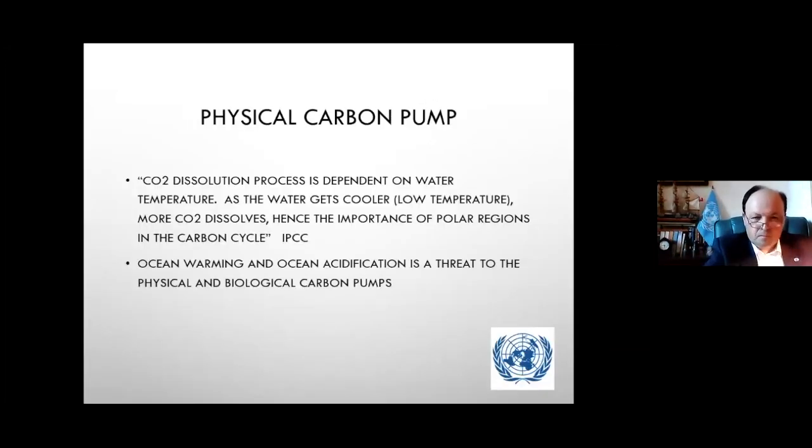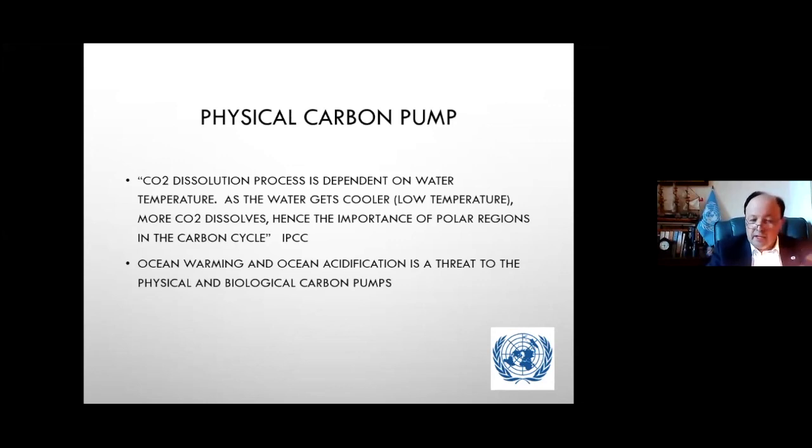biosphere. The physical carbon pump, this is a quote from the IPCC. Sorry, we move now to the physical carbon pump, and its CO2 dissolution process is dependent on water temperature. As the water gets cooler, low temperature, more CO2 dissolves, hence the importance of polar regions in the carbon cycle. That's a quote from the IPCC report.